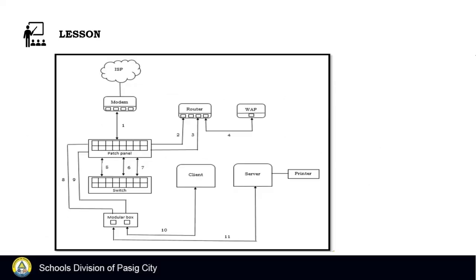Here is the sample diagram of this client-server network design from the ISP down to the modem, then connect to the patch panel, then to the router, then connect from router to the patch panel, then from the router to the WAP, then from patch panel to the switch, then from the patch panel to the modular box, then from the modular box to the client's PC and server PC, then the server computer shares the printer to the network.